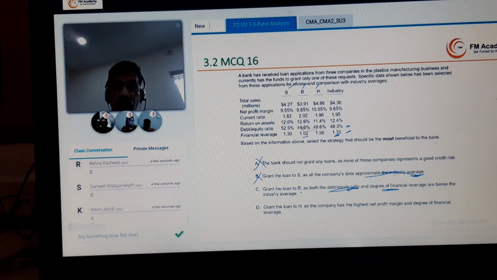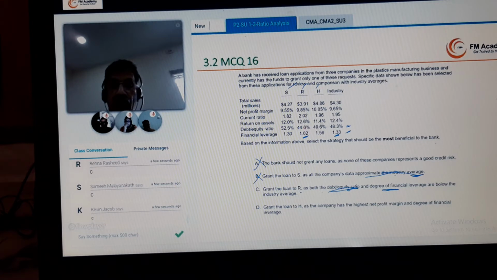Financial leverage for R is 1.02, which is the least, whereas the industry average is 1.33. So it is better than the industry average. You are getting a company which is less financially leveraged than the industry average. That's a good bet to go for new loans.